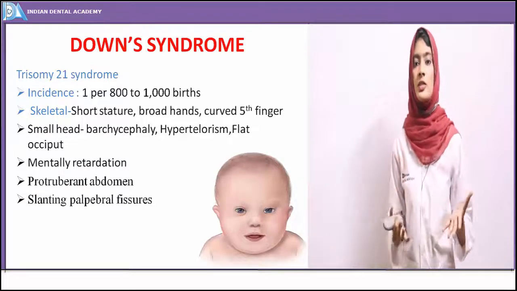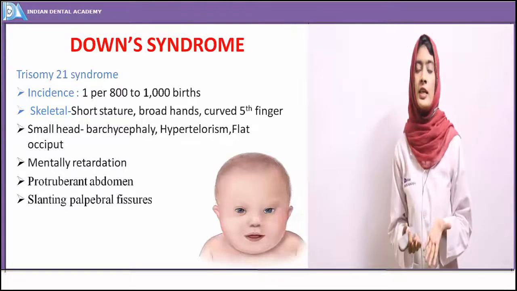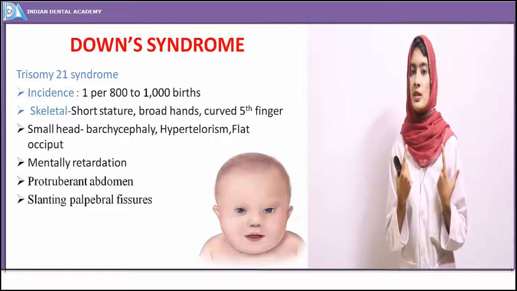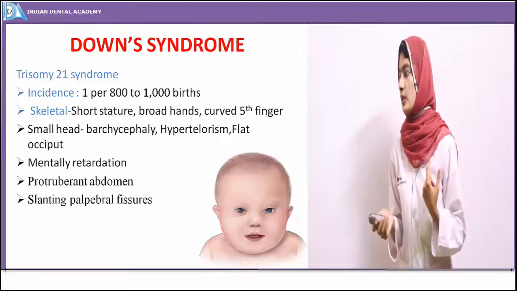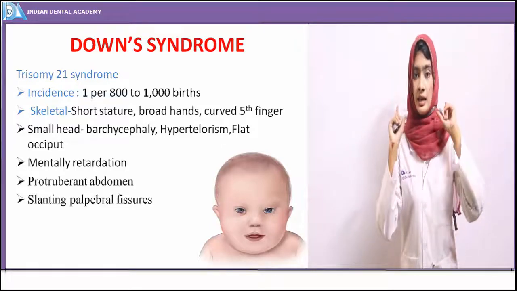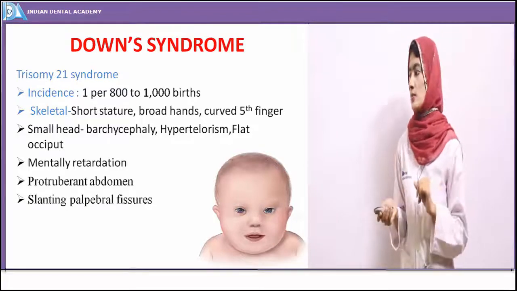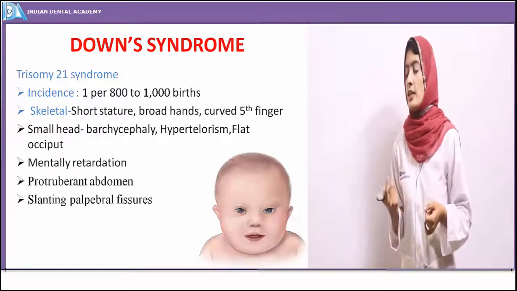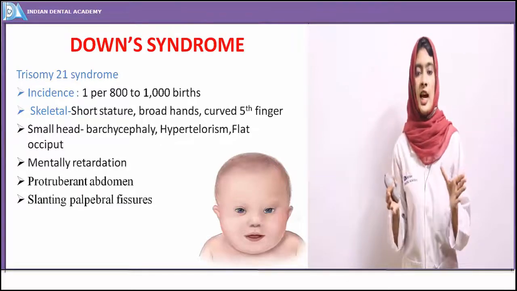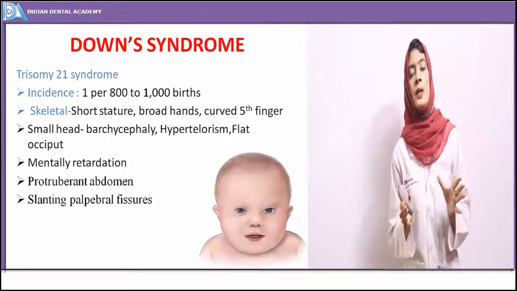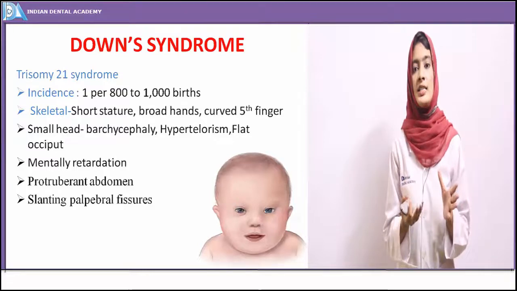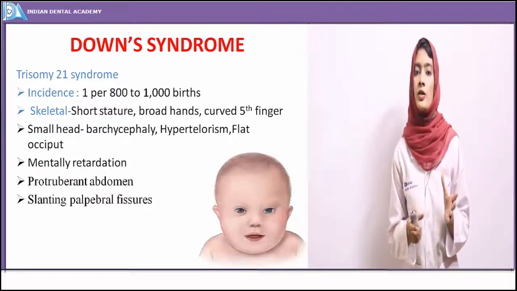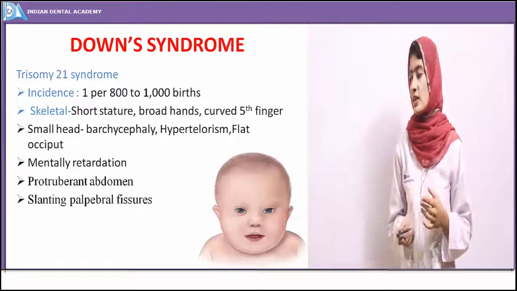When you see the trunk of the child, he has a protuberant abdomen, and slanting palpebral fissures are seen. Ears are relatively low set, and a broad and short nose is seen. And the tongue appears larger in size, macroglossia, and because of the large tongue, the saliva will be continuously drooling out of the corner of the mouth. This dripping of saliva is seen.